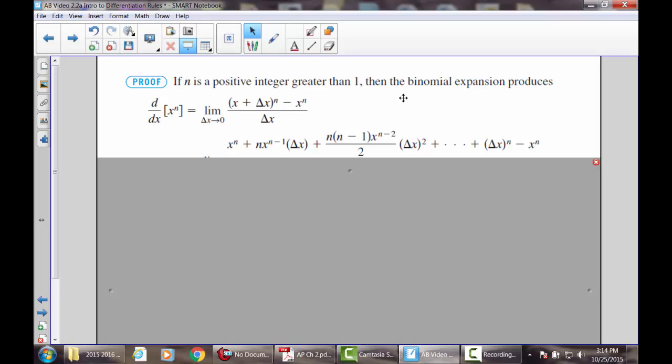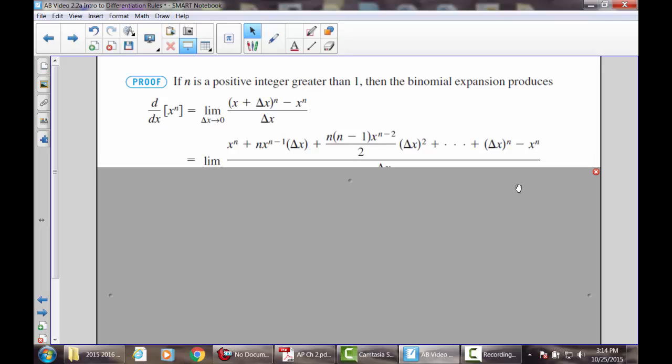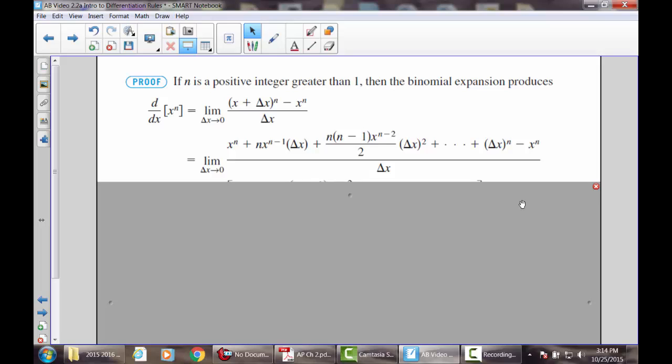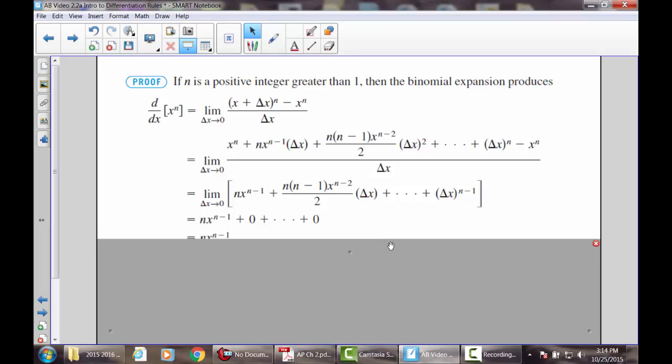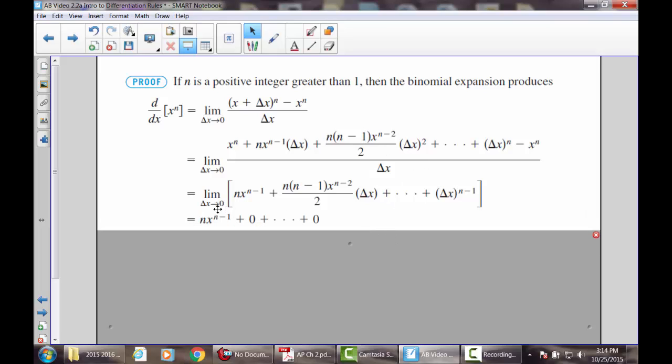This, of course, is the binomial expansion theorem. If you take x plus delta x to the n, you will get x to the n plus n times x to the n minus 1 times delta x, etc. And finally, at the very end, you'll have this minus x to the n. That's all over delta x. The x to the n's cancel, and then you're left with this piece right here. Then what happens if you factor out all the delta x's?